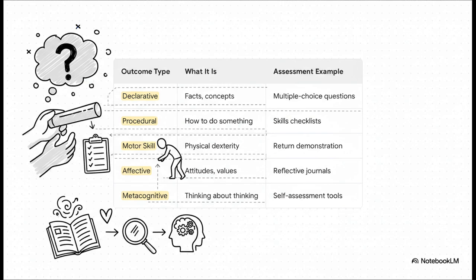So, if you're teaching declarative knowledge, the what, a multiple choice quiz could be perfect. But if you're teaching a motor skill, like how to insert a catheter, you need to actually see them do it. That's a return demonstration. And for something like affective learning, like developing professional values, well, a reflective journal gives you insights you never, ever get from a simple test. The point is, the assessment has to match the outcome.